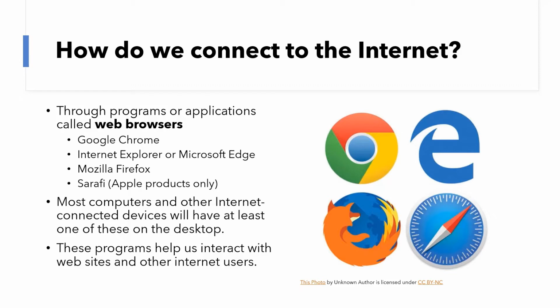So let's talk about how we connect to the internet. Usually we open up our computer or our smartphone, and we connect to the internet through programs or applications called web browsers. I have some of the most popular web browsers listed here. You'll see Google Chrome, and then either Internet Explorer or Microsoft Edge, Mozilla Firefox, and Safari, which shows up only on Apple products. If you don't have an Apple product, you probably won't see Safari.